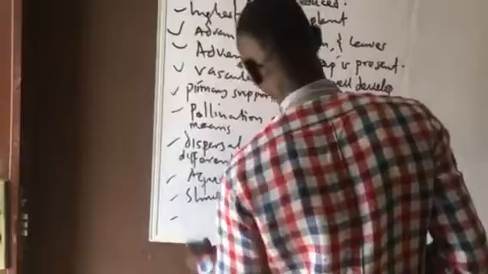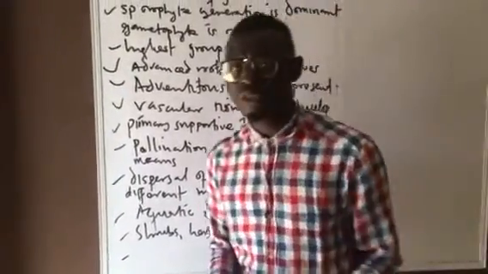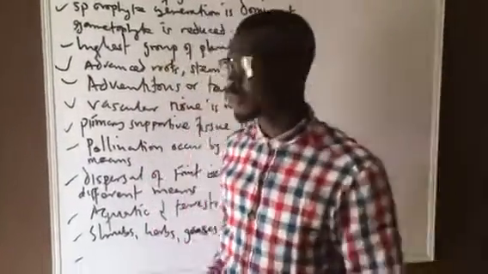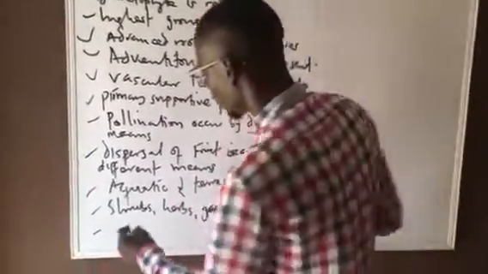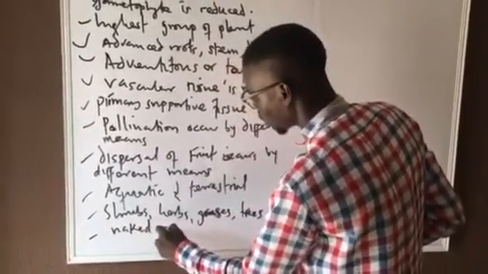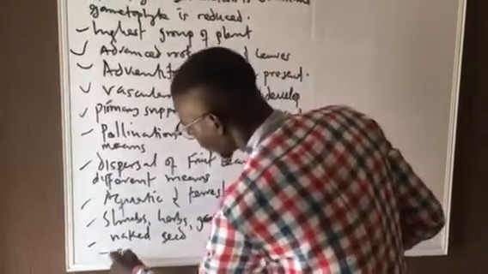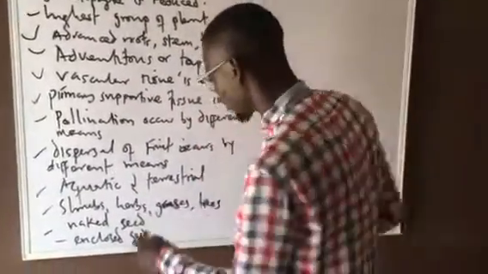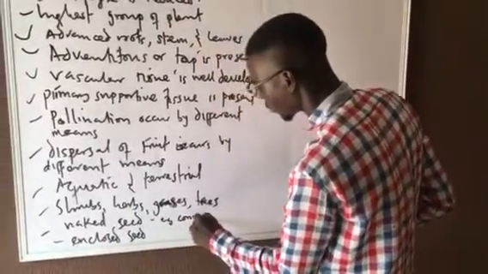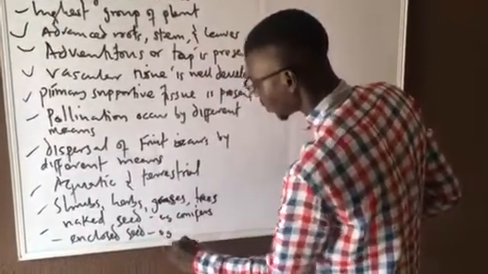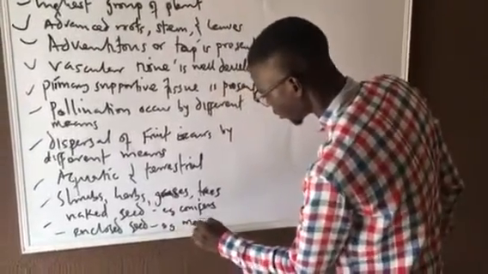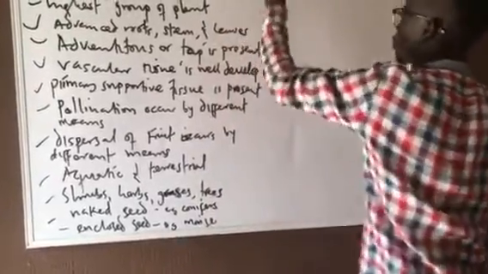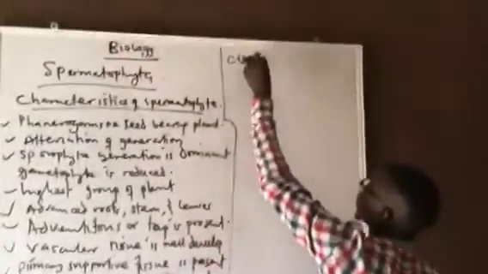When we talk about spermatophytes, we have various groups based on the kind of seed they produce. We understand that they are seed-producing plants, but they produce different types of seed. Some produce naked seed, while some produce enclosed seed. The naked seed example is the conifers, while the enclosed seed example is maize. So those are the examples of spermatophytes. Let's talk about the classification of spermatophytes.